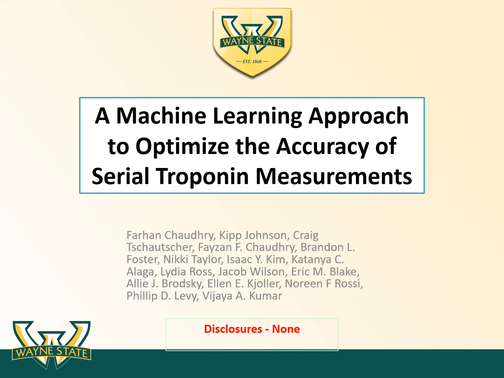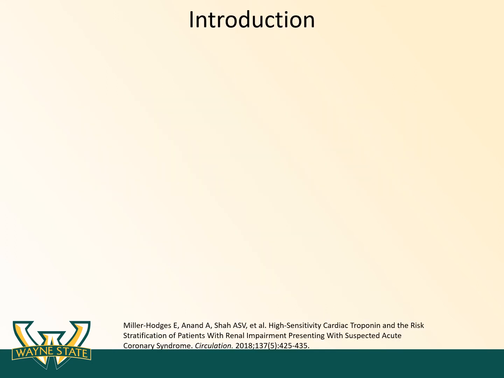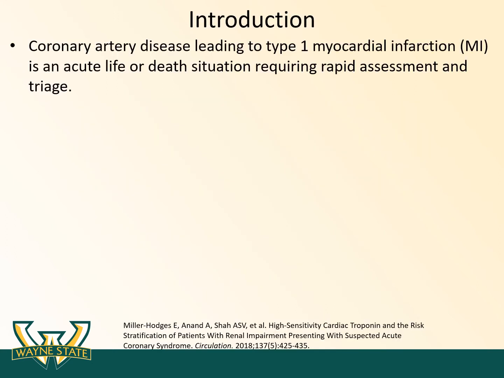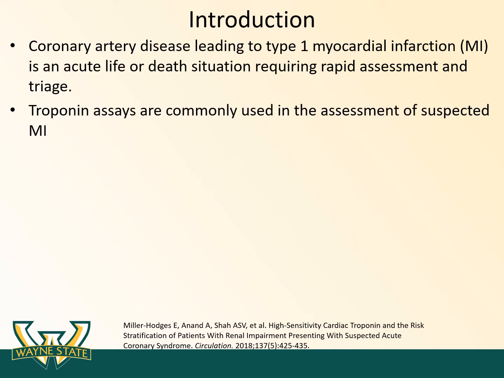I'll be talking about a machine learning approach to optimize the accuracy of serial troponin measurements. Coronary artery disease leading to type 1 myocardial infarction, which is defined as having a ruptured plaque leading to cell death, is an acute life or death situation requiring rapid assessment and triage.